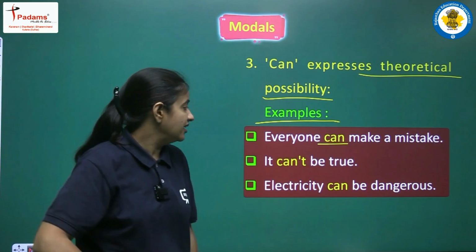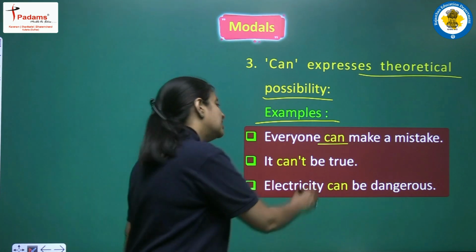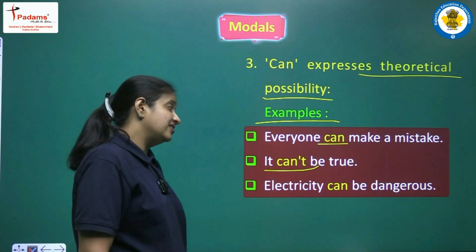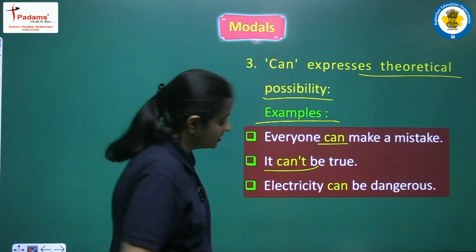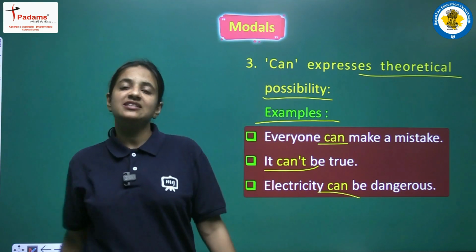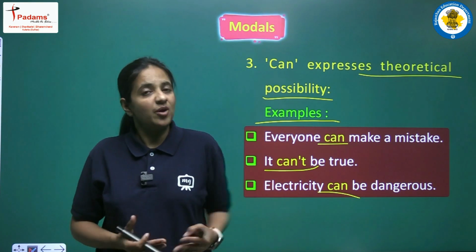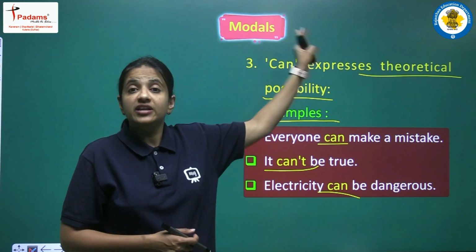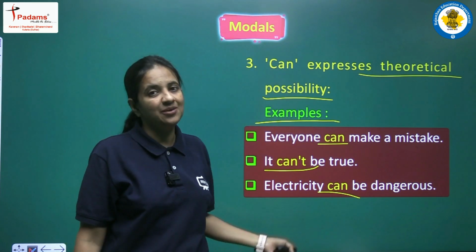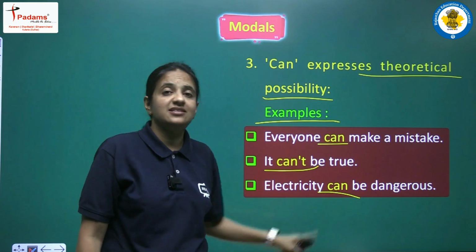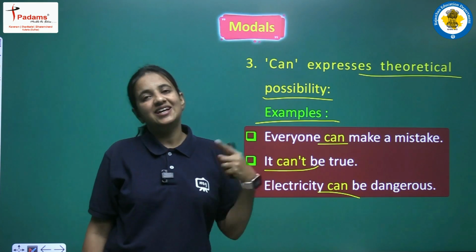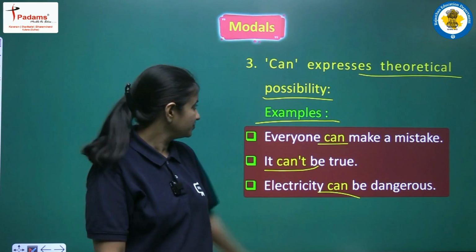Next is, it can't be true. Okay. Next example we are having, electricity can be dangerous. All these are the examples that show some general possibility, or we can say theoretical possibilities, and in all these examples we are having can as a modal. So yes, this is another use of can.